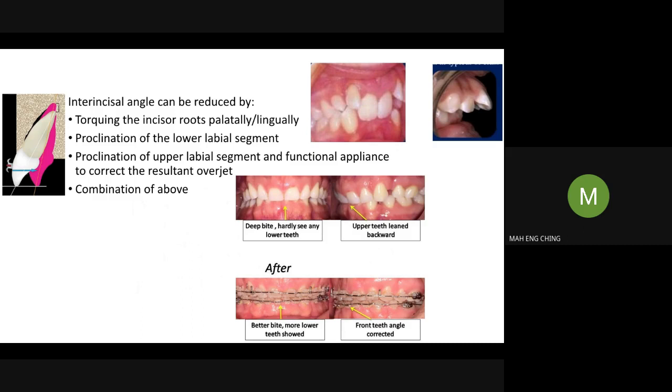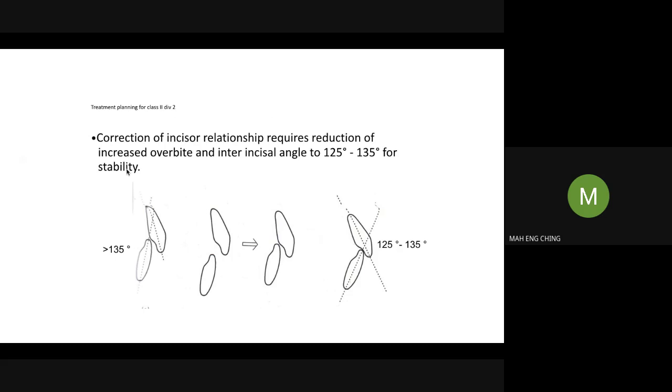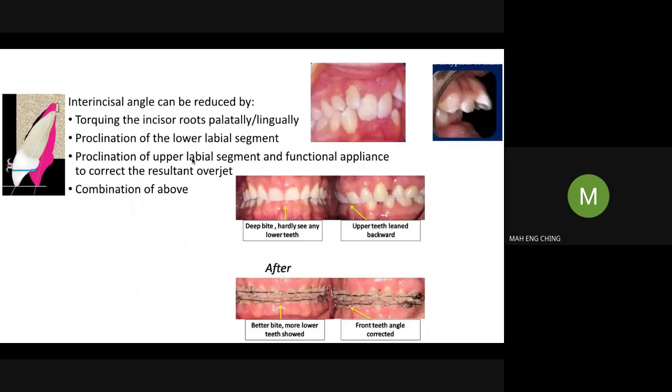Okay, so how are we going to correct the class 2 division 2? It's not easy because the angle of the incisor is not correct. So the inter-incisal angle can be reduced. So just now we talked about this. It's more than 135. Then we have to reduce it back to 125 to 135. So how are we going to reduce it? So we have to do some torquing. So torquing of the incisor root. Torquing means changing the angle of the root.